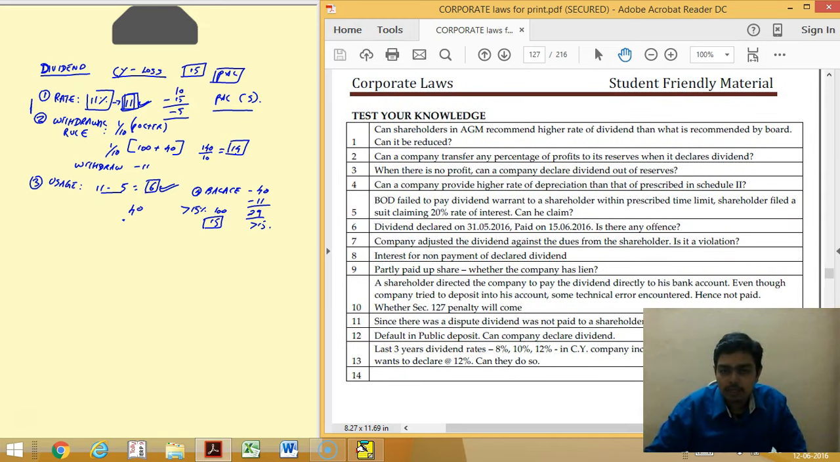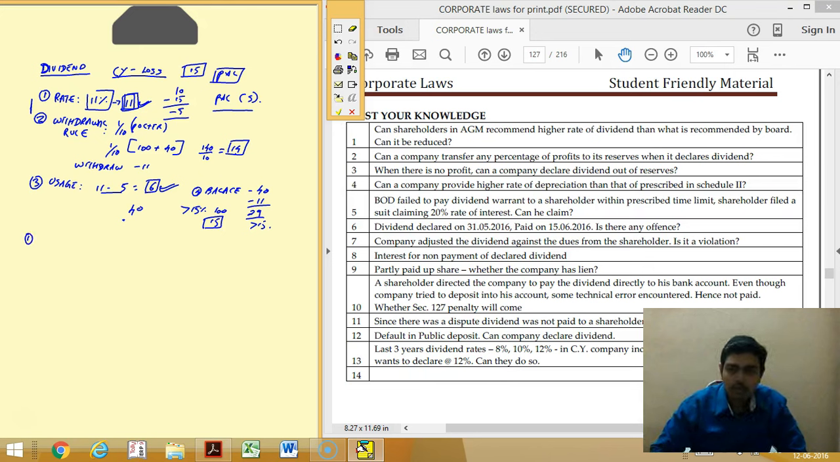Can shareholder in AGM recommend higher rate of dividend than what is recommended by the board? The shareholder cannot increase or decrease, so no modification is possible. See, many authors will write they cannot increase but they can decrease as per regulation number 80 of Table F of Schedule 1.